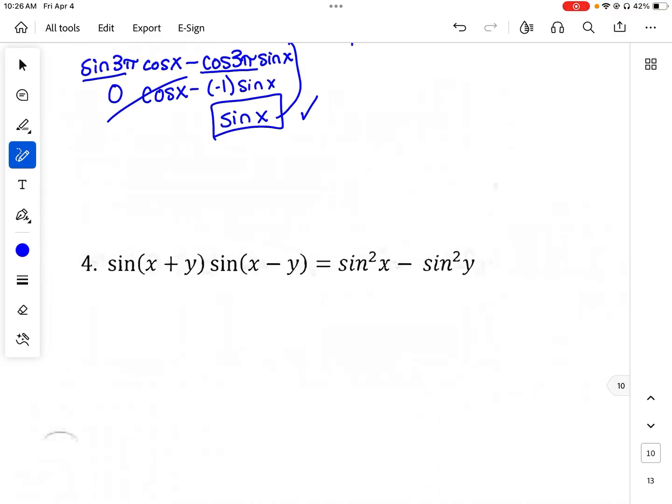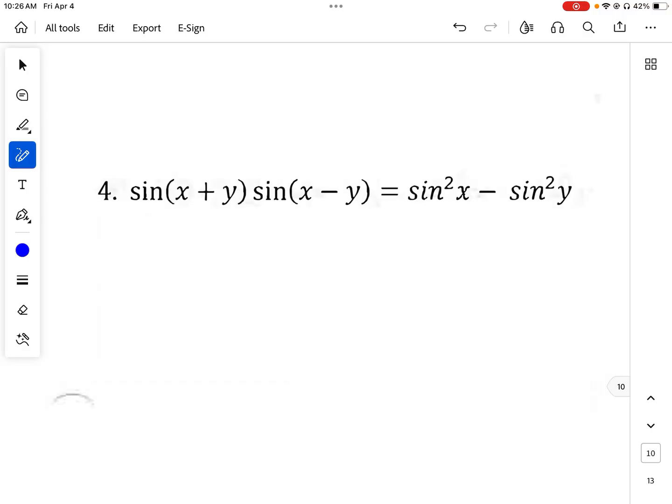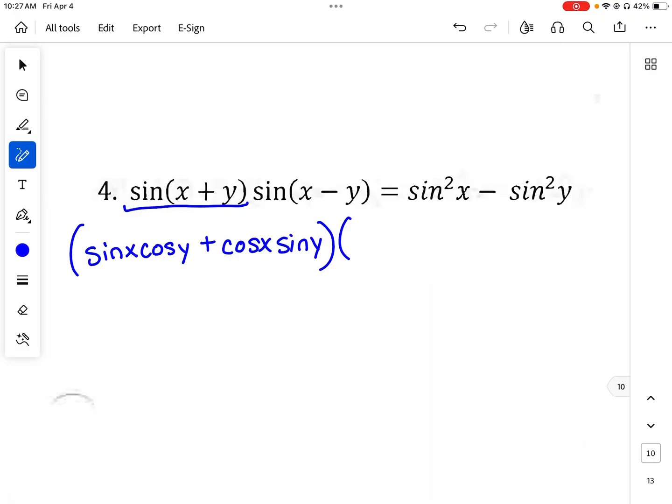Okay, so let's look at this next one. We're going to work on the left side. That's more complicated. So sine of x plus y times sine of x minus y equals sine squared x minus sine squared y. So let's go ahead and transform that. So that's going to be sine x cosine y plus cosine x sine y times sine x cosine y minus cosine x sine y.